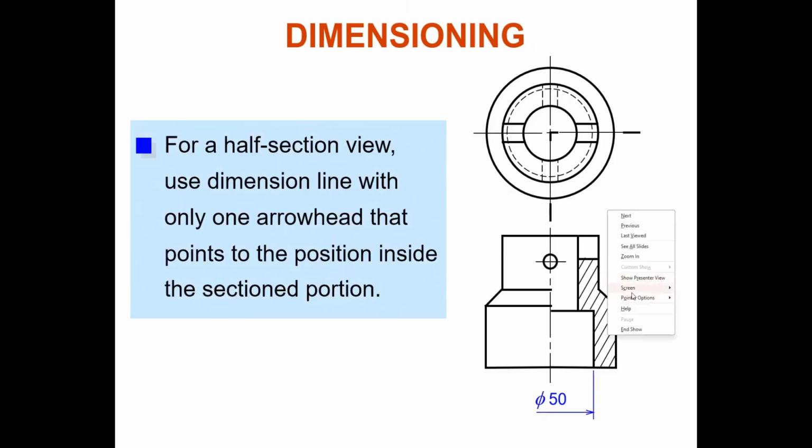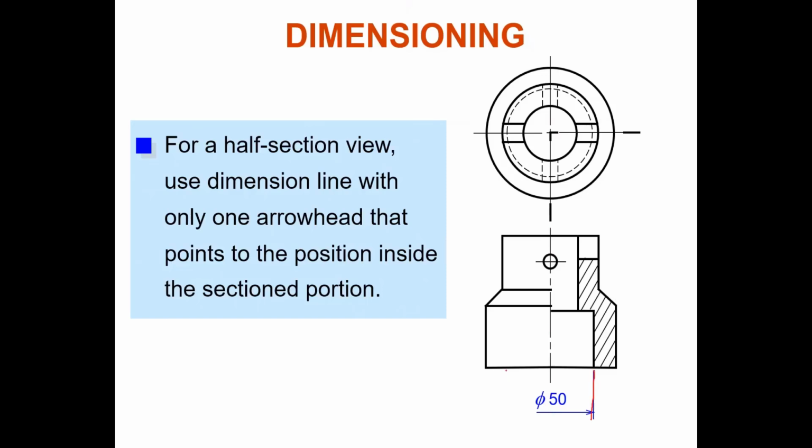Because on your half section view here, if you look, this is a half section, I mean we cut a quarter of it. This is a flange, not a full section view. Because this is only a half section, if you want to put a dimension on this inner diameter here, we only show one dimension line.